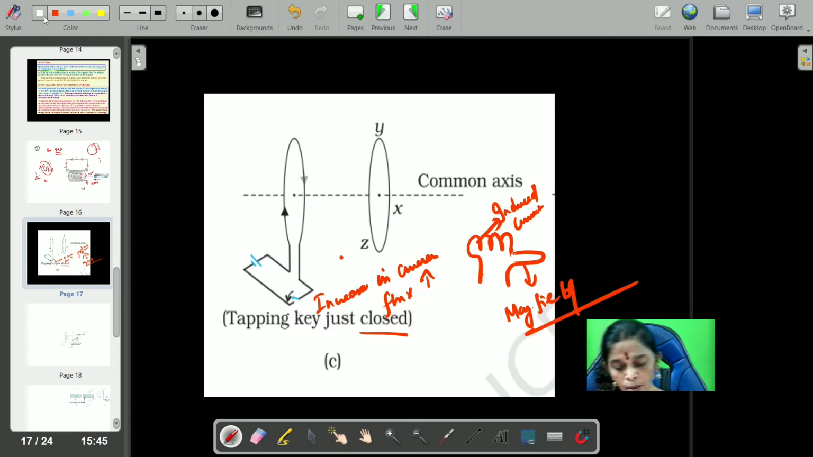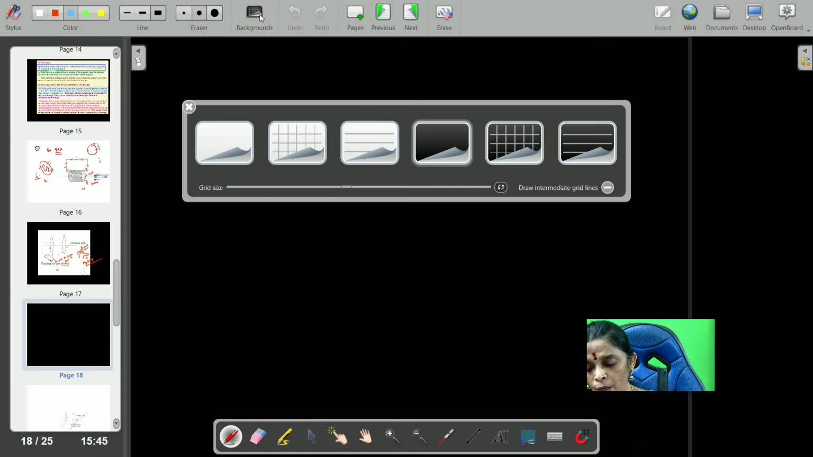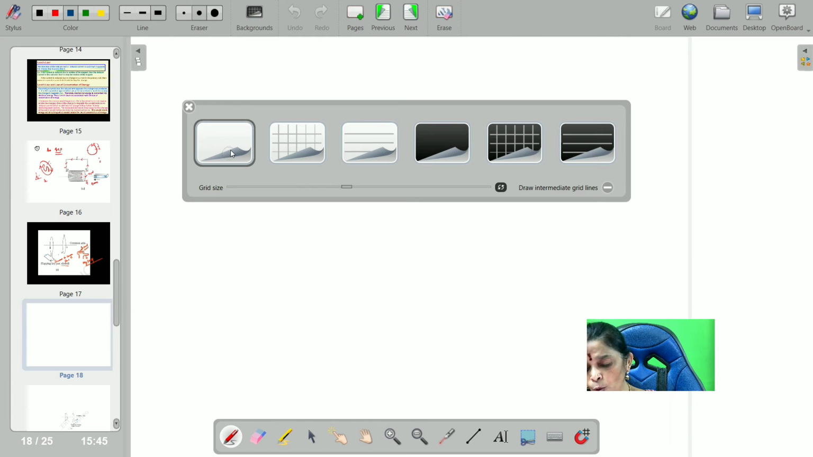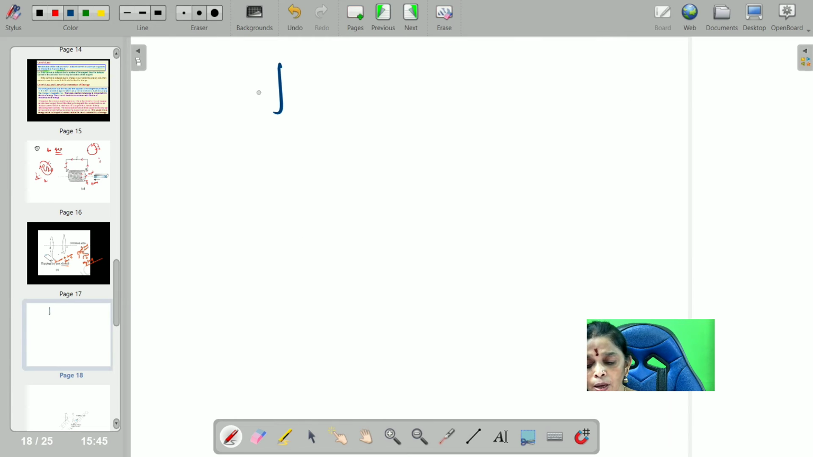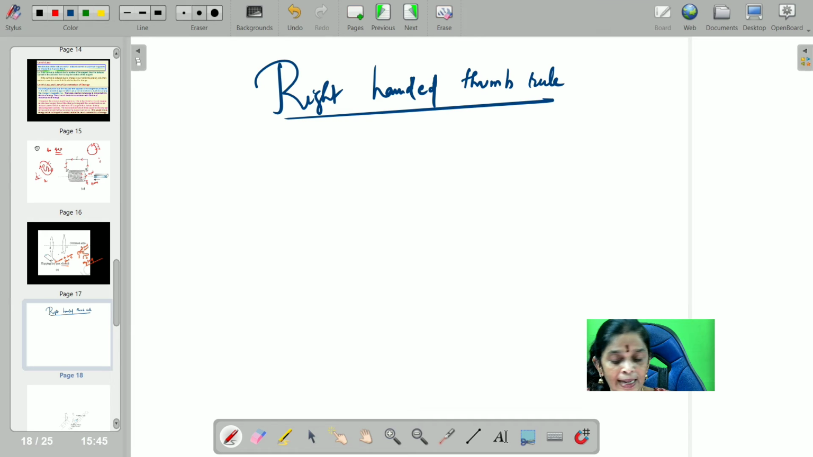Okay, children, here you can see first case, what are you supposed to find out? Let me just make you understand, then I'll come back here. So listen, children, this is how to use the right hand thumb rule. I'm not going to use Fleming's right hand rule. I'm going to teach you the right-handed thumb rule. How to find out? Let me teach you. Please listen carefully.